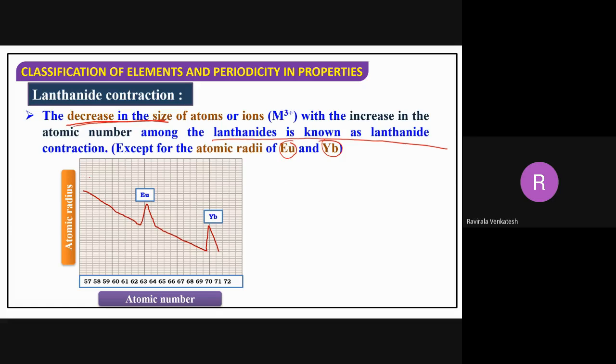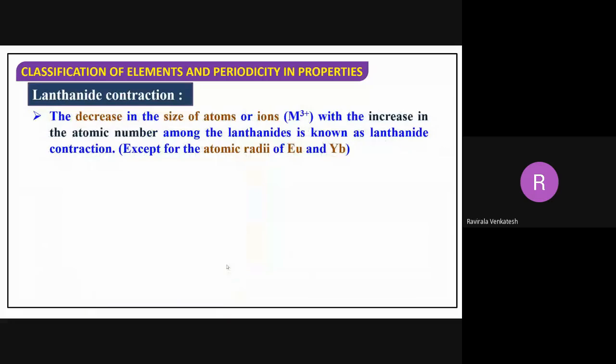Now, what is the reason behind this? If you observe, the elements start from lanthanide, like cerium, up to lutetium. From here to here, what happened? The size is decreasing. In terms of atomic number, from 57 up to 72, the size is decreasing here.